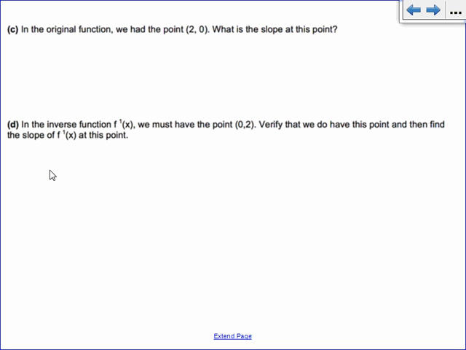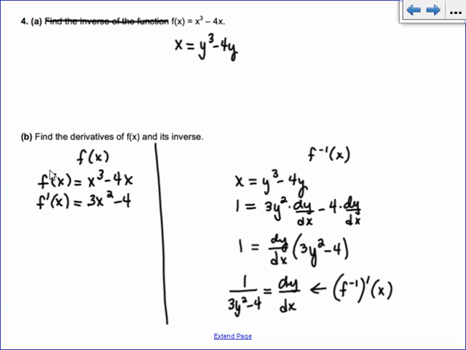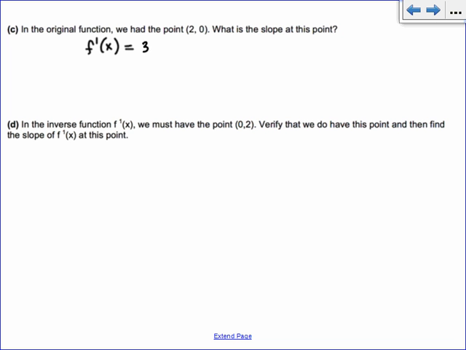So in our original function, we had f prime of x equals 3x squared minus 4. So if I'm finding the derivative at 2, I get 3 times 2 squared minus 4. So 12 minus 4. So I get 8.